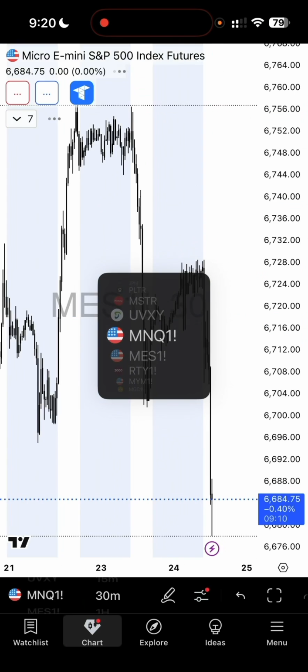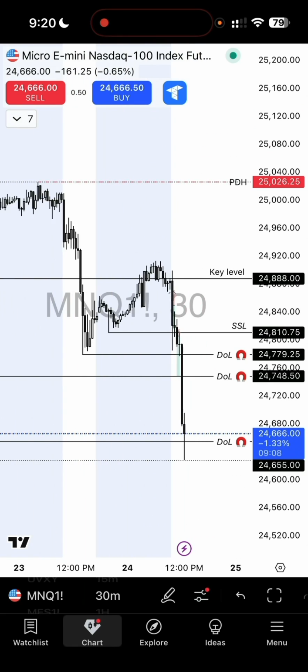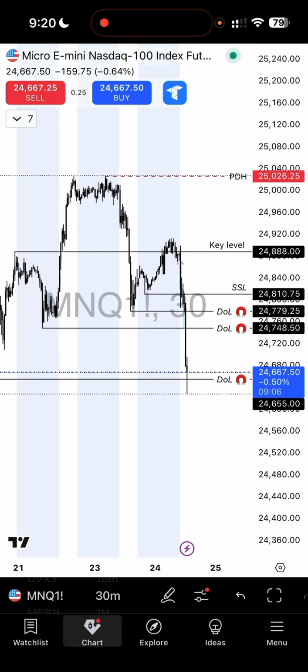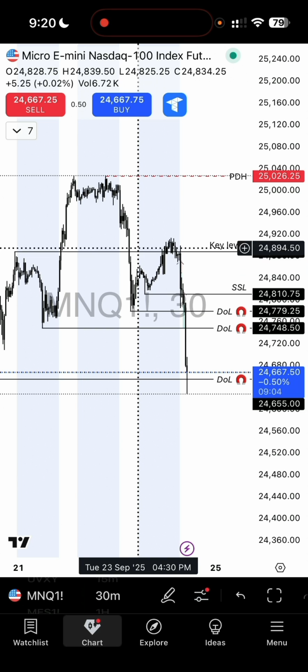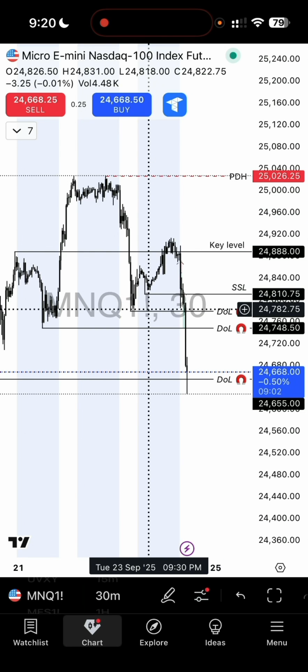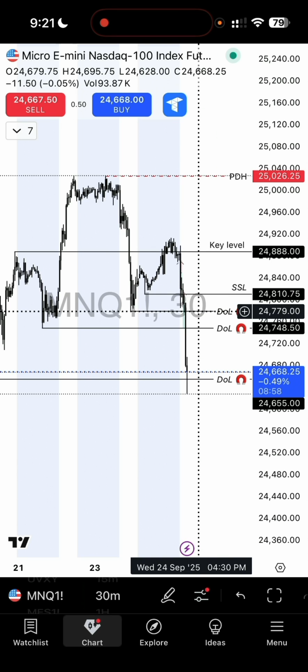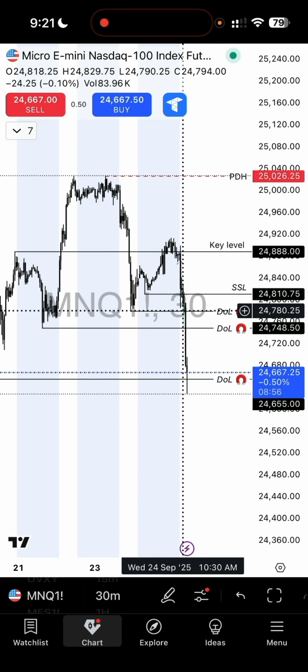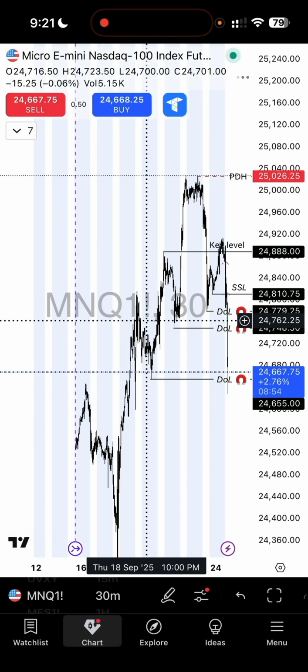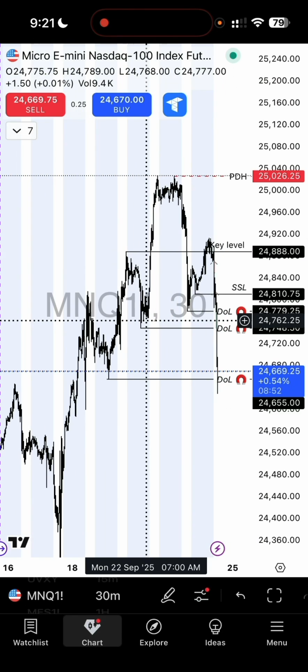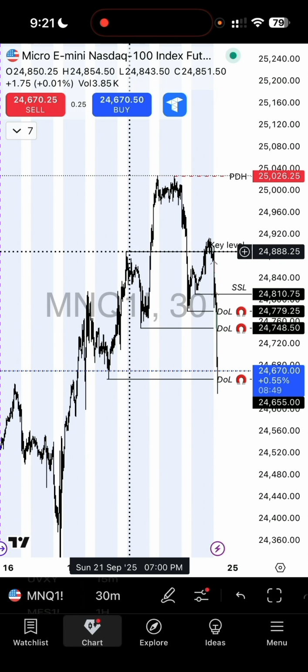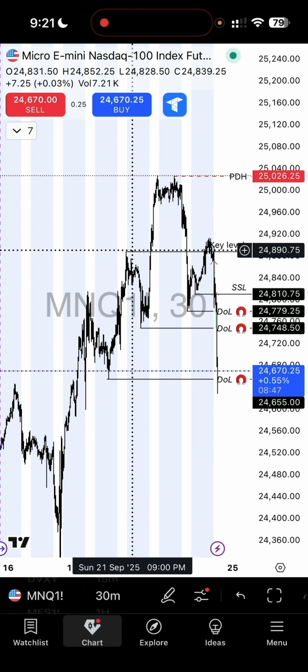Now we're gonna go to Nasdaq. Same thing, previous day high, previous day low, which I later on changed to drawn liquidity because I knew we were hitting the previous day low and our direction was to the downside. But with the key level, above this area we were going to be bullish. Below this area, we were going to be bearish.